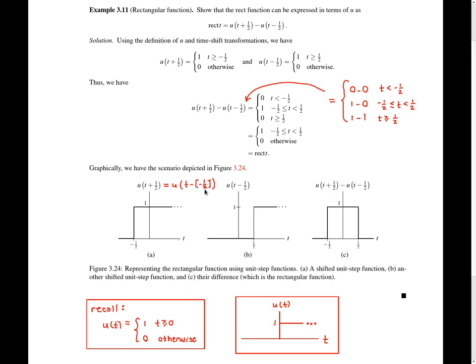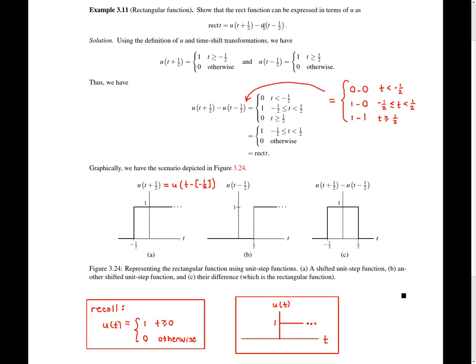So this would be t minus minus 1/2. So we're shifting by minus 1/2, which means that we're going to take this function here, u of t, and it's going to get shifted 1/2 unit to the left. In other words, 1/2 unit in the negative direction, which will give us the function that's shown in this graph.